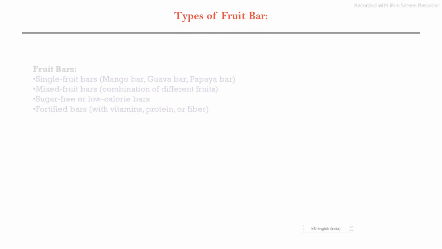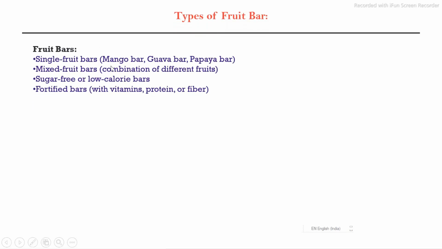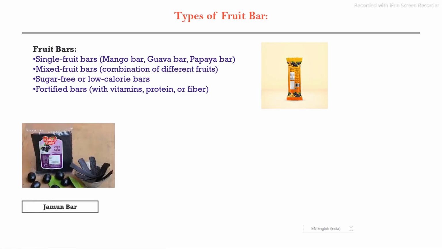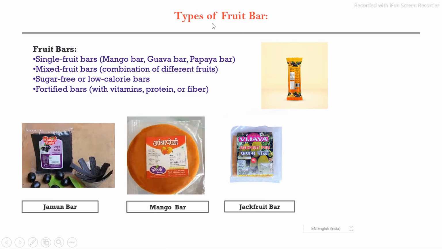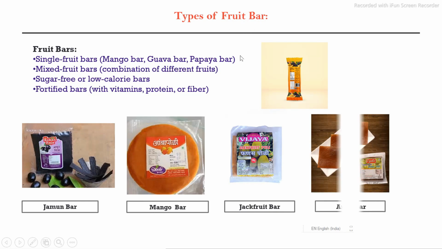What are the different types of fruit bars available in the market? First, the single fruit bar, which means the fruit bar is prepared using a single type of fruit, for example mango, guava, papaya, jackfruit, amla, etc. Second, the combination or mixed fruit bar, in which two or more fruit pulps are mixed. In some fruit bars, they are layered with different fruits.